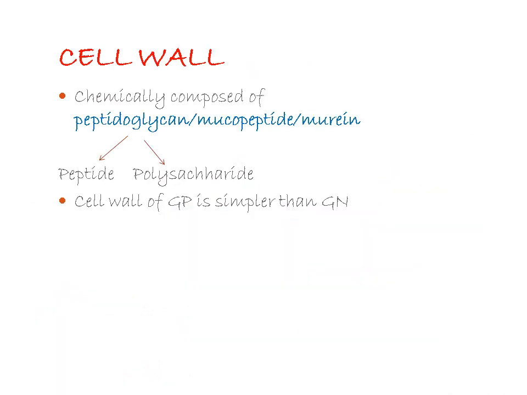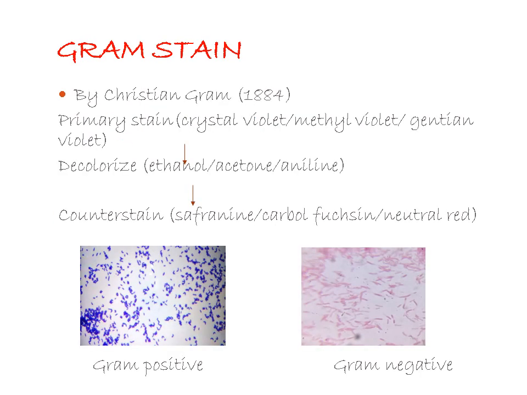Coming to the chemical composition of the cell wall. The cell wall is basically made up of peptidoglycan. This peptidoglycan is also known as mucopeptide or murein. As the name suggests, peptidoglycan is made up of two parts, that is peptide and polysaccharide. The cell wall of gram-positive organisms is much simpler when we compare it with that of gram-negative organisms. And what is gram-negative? Bacteria are classified as being gram-positive or gram-negative based on the color they take on gram stain.